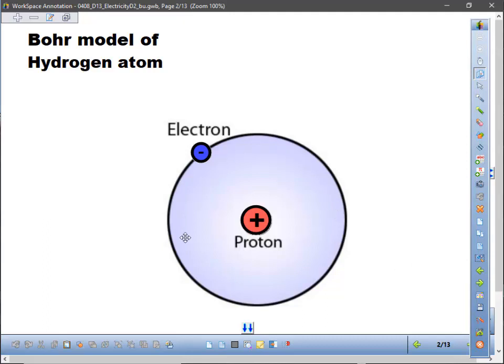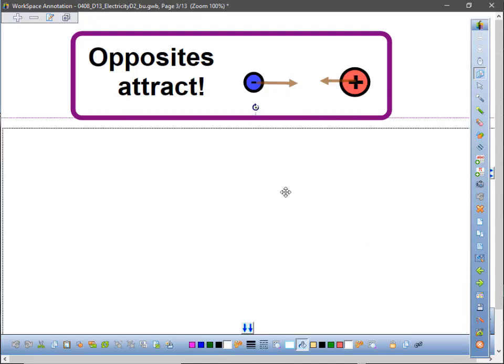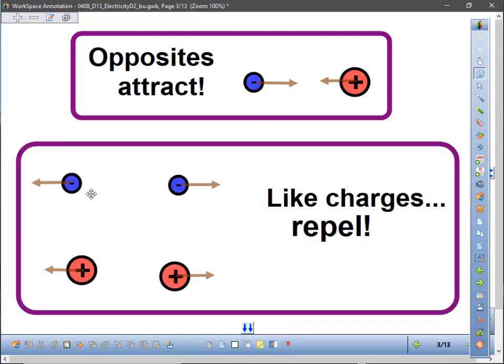This is a hydrogen atom model and it has electrons on the outside and protons in the center, in the nucleus of the atom. And it's these charges that we're going to be talking about, negative and positive charges. And the big picture from yesterday was to remember that opposite charges attract. So you have a negative and positive, they're going to attract towards each other. And then the like charges repel. So if you have two negatives, they push away. Two positives, they push away.